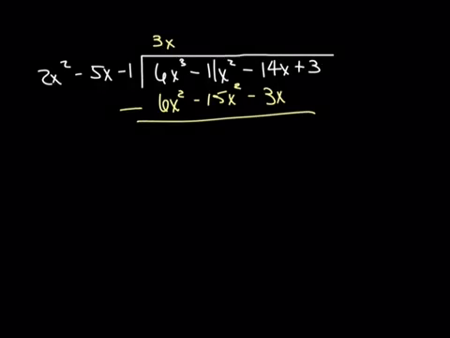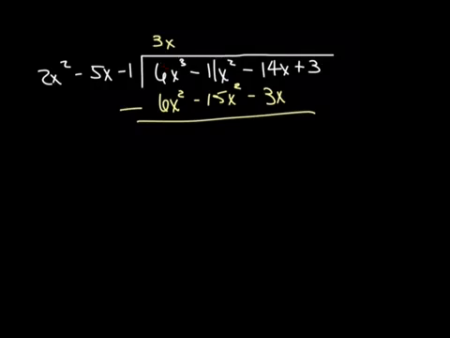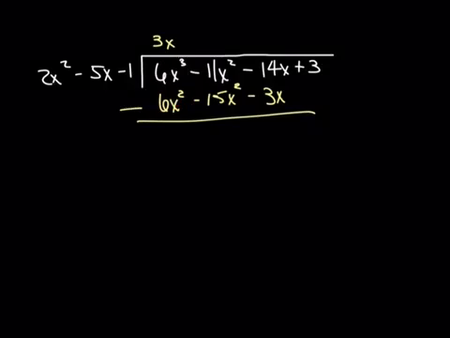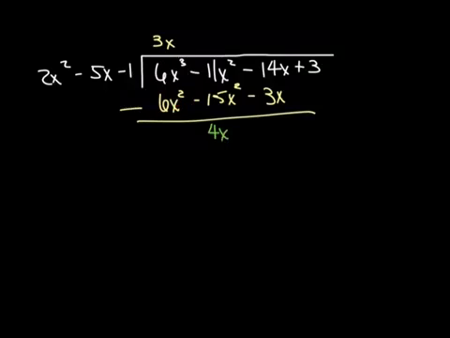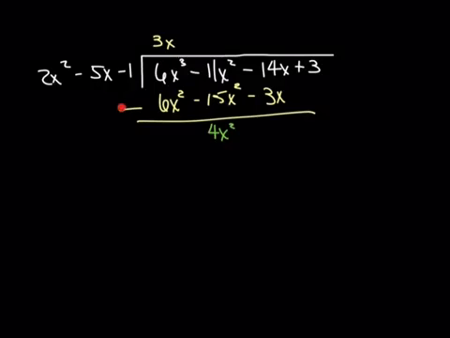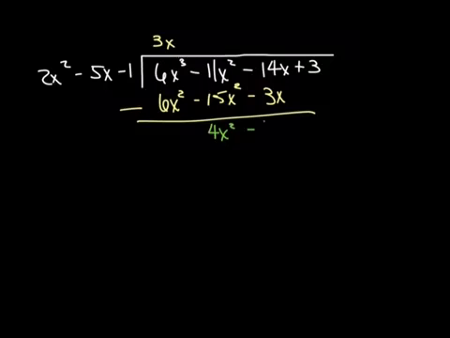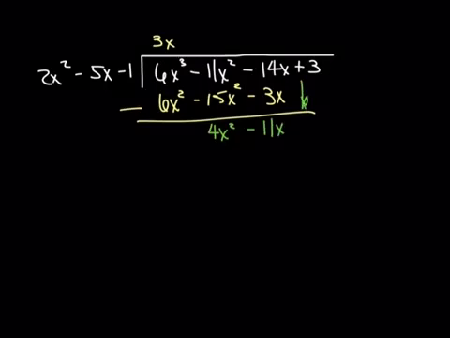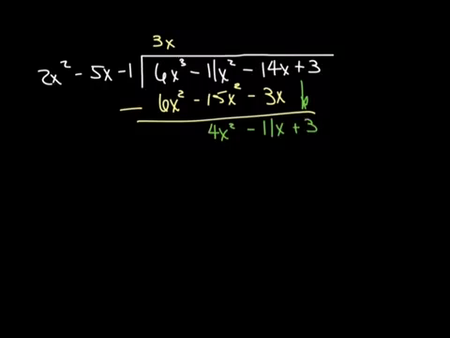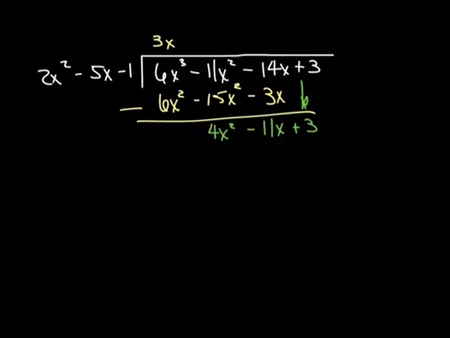Line minus. Okay, these two subtracted give us 0. Negative 11 minus negative 15 is the same as negative 11 plus 15. Okay, now negative 14 plus 3 gives me negative 11x, and I bring down my 3. Alright, now how many times does that go into that? 2x squared goes into 4x squared 2 times.